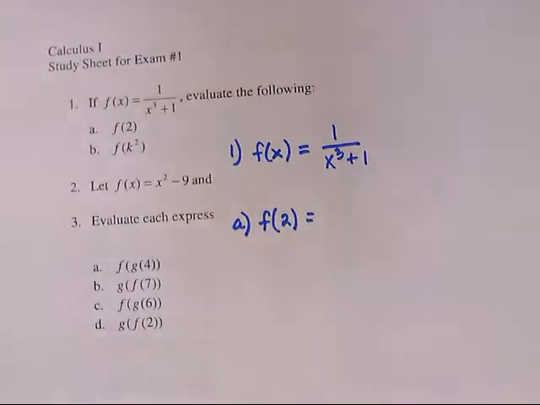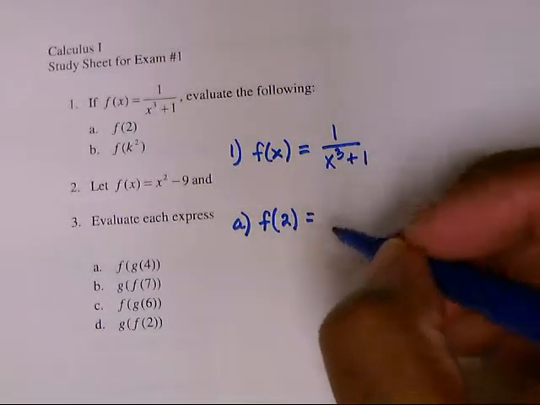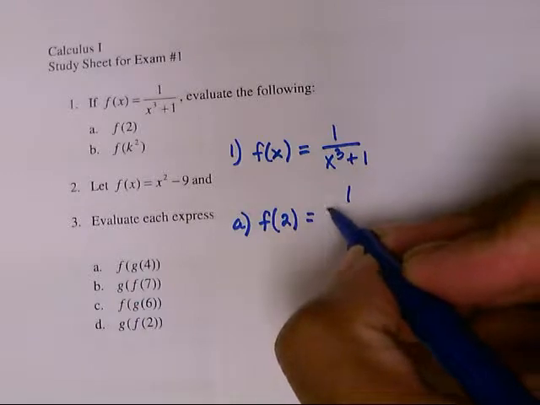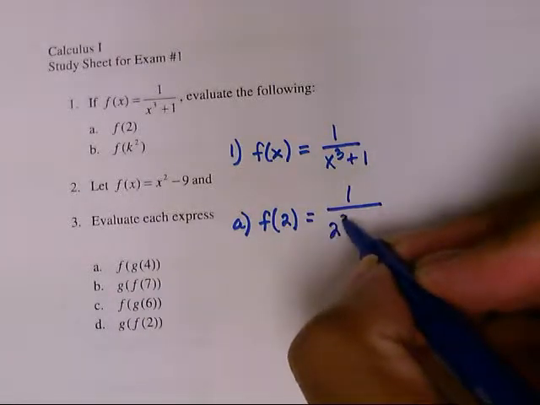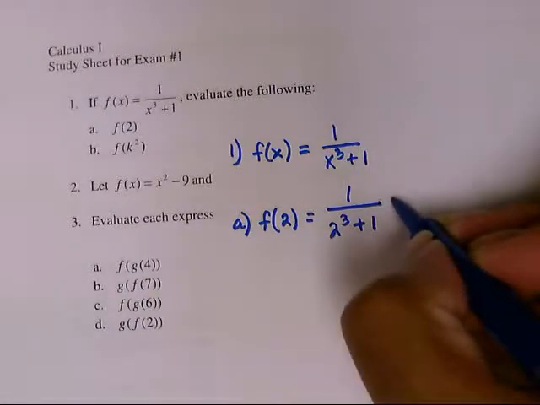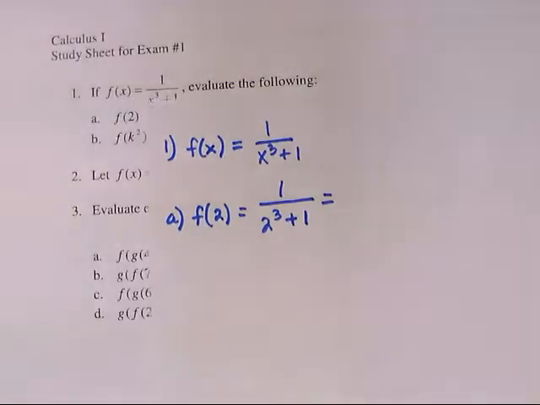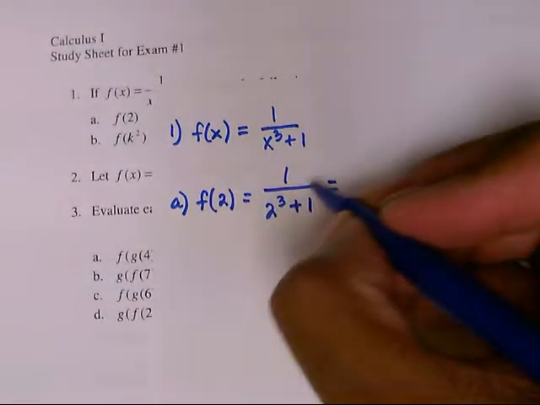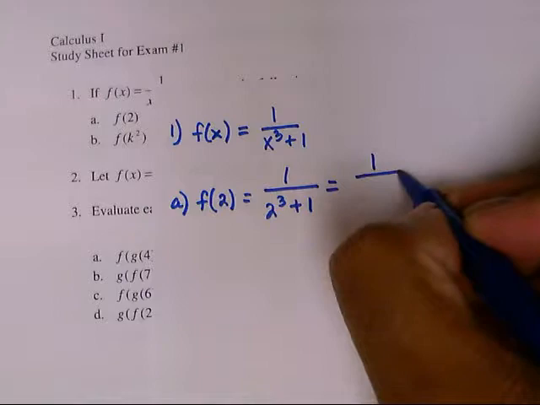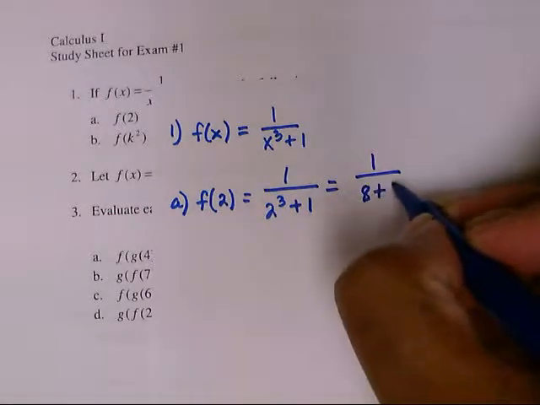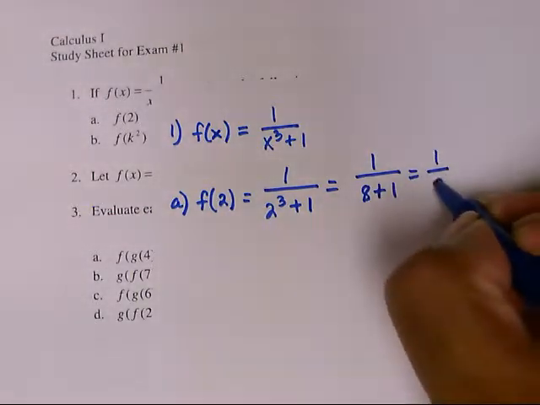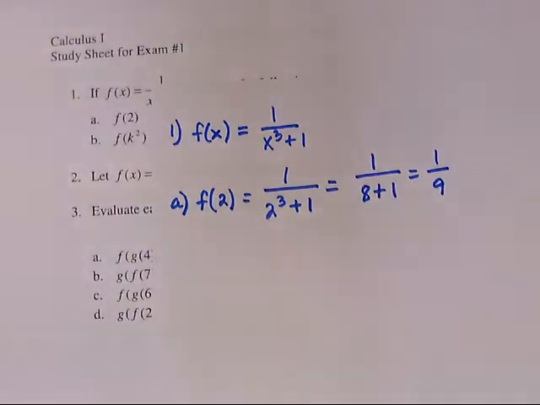And in this case here, we just substitute the x with 2. So it'll be 1 over 2 to the third plus 1. And then if I cube that, 2 cubed will be 8. So it'll be 1 over 8 plus 1. And then I'll end up with 1 over 9. So the value of that function at x is equal to 2 would be 1/9.